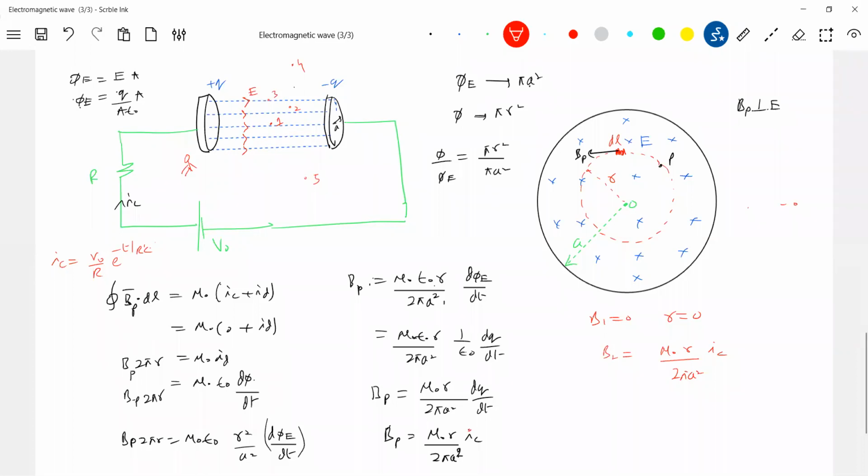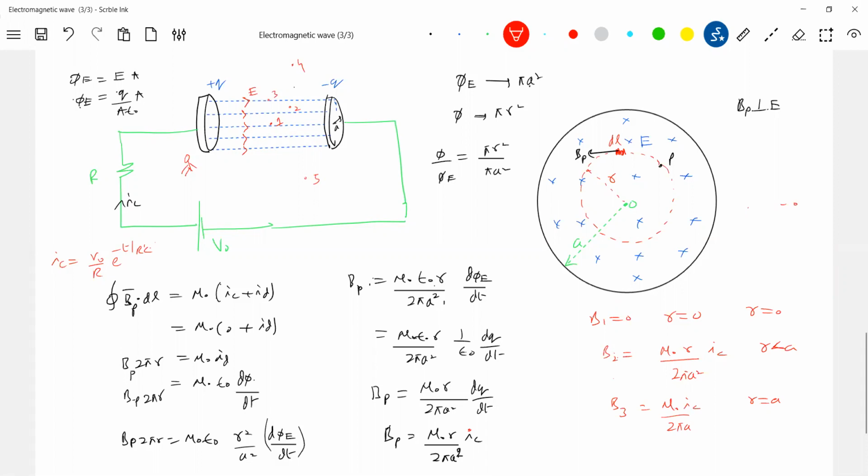Look at the B vector, is it constant? No, it is variable. It varies with time, and at different points it will be different. So field at 2 will be this much. Then what about field at 3? For r less than A, and at r equal to 0, this will be mu naught I_C.